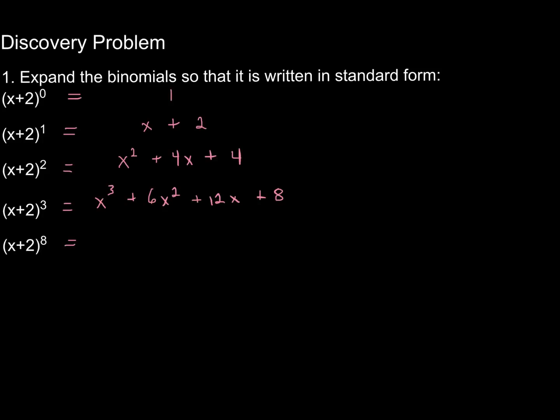Okay, so hopefully the first four were pretty easy. x plus 2 to the 0 power is just 1. x plus 2 to the first power is just x plus 2. x plus 2 squared, you can FOIL this, or do x plus 2 times x plus 2, and you get x squared plus 4x plus 4. And x plus 2 cubed is a little bit harder, right? Here I would have to do x plus 2 times x plus 2 times x plus 2. And so here we could multiply these two together, and then whatever we got from this we would multiply by x plus 2.